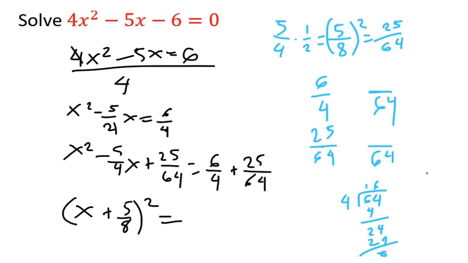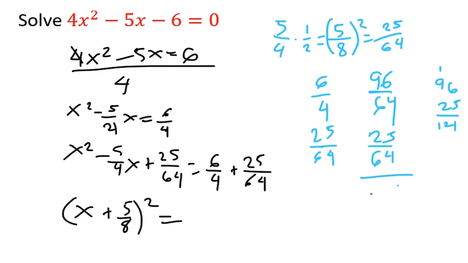Then, 16 times 6. 6 times 6 is 36. Then 6 times 1, 6. 6 plus 3 is 9. Have 96 over 64. Next, 64 divided by 64 is 1. Then 1 times 25, that is 25. Okay, so 96 plus 25 is 121 over, copy natin yung denominator, that is 64.